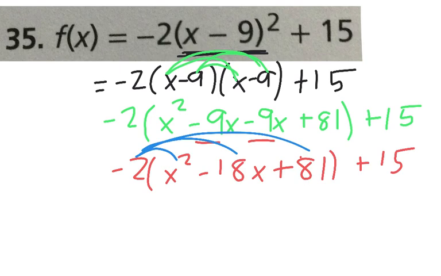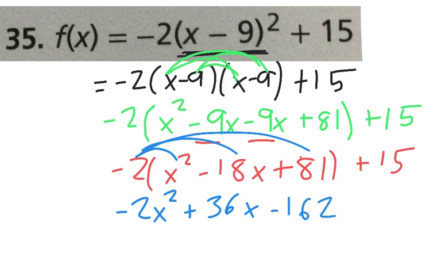Okay, next thing I would do, distribute. What is negative 2 times x squared? Negative 2x squared. Negative 2 times negative 18x is positive 36x. Again, if you're not sure, put it in your calculator. Negative 2 times positive 81 is negative 162.